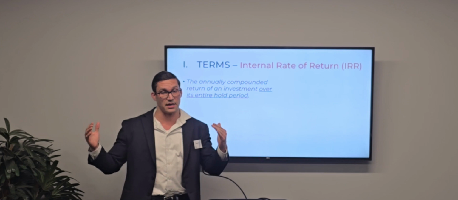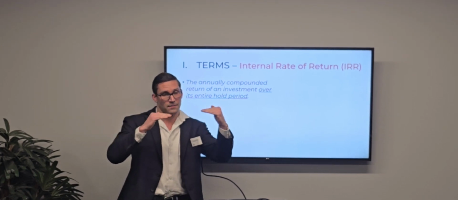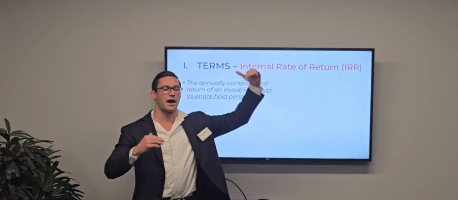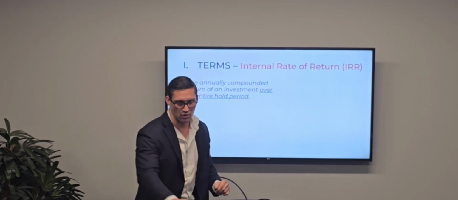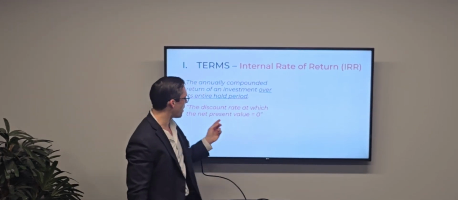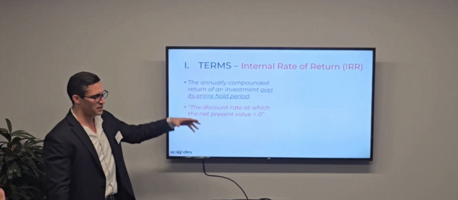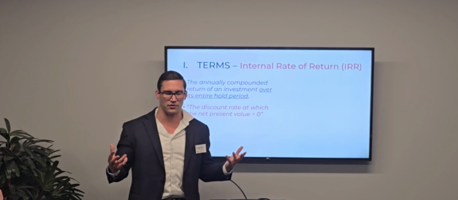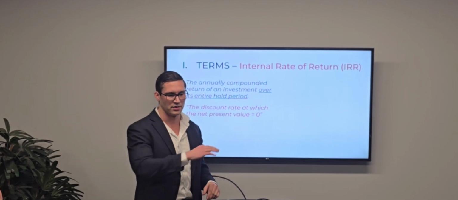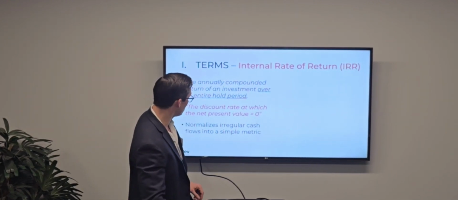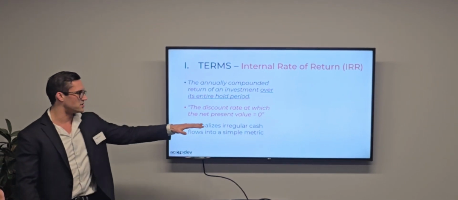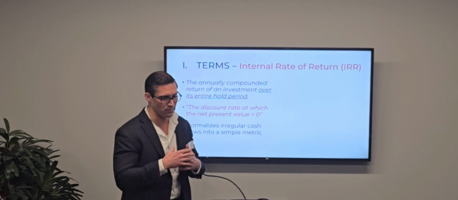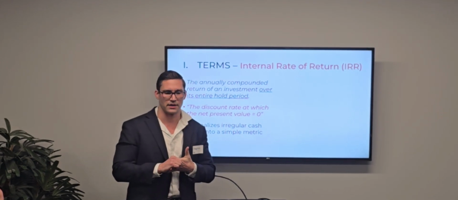And for commercial real estate, your returns are often really low in the initial years, and then you sell it and you have this massive event, and that pulls the entire average up. So you really need to look at the whole thing. This is the common definition, the discount rate at which net present value equals 0. That's two more terms that don't make intuitive sense. It's my least favorite definition, so I don't use that. I think it's a terrible definition. The point is it normalizes irregular cash flows into one simple metric, and it's what you can use to compare to any other investment, really.